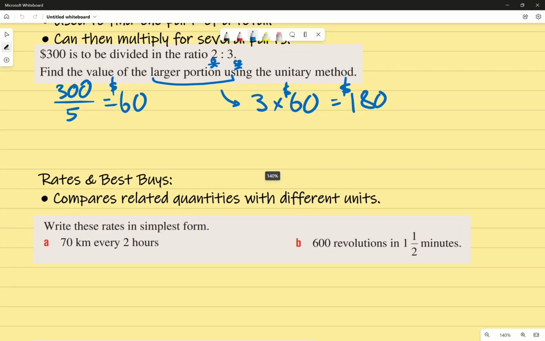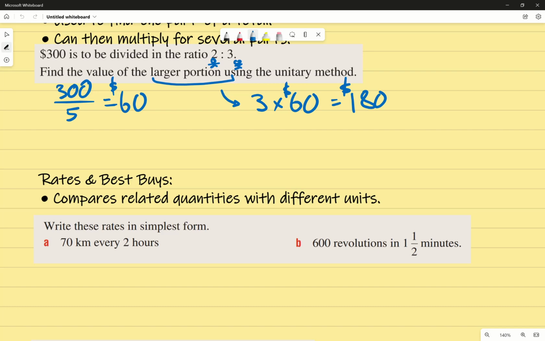Last one. Nope, I lied. Second last one. So, rates and best buys. All we're doing is comparing quantities of different units. If before, for example, we're saying 1 cup of flour, 1 cup of water, it's a ratio because they're exactly the same units. It's still 1 cup. If, for example, it's 70 kilometers an hour, kilometers versus hour, that's a distance versus a time. So they're different units, they're a rate, right?